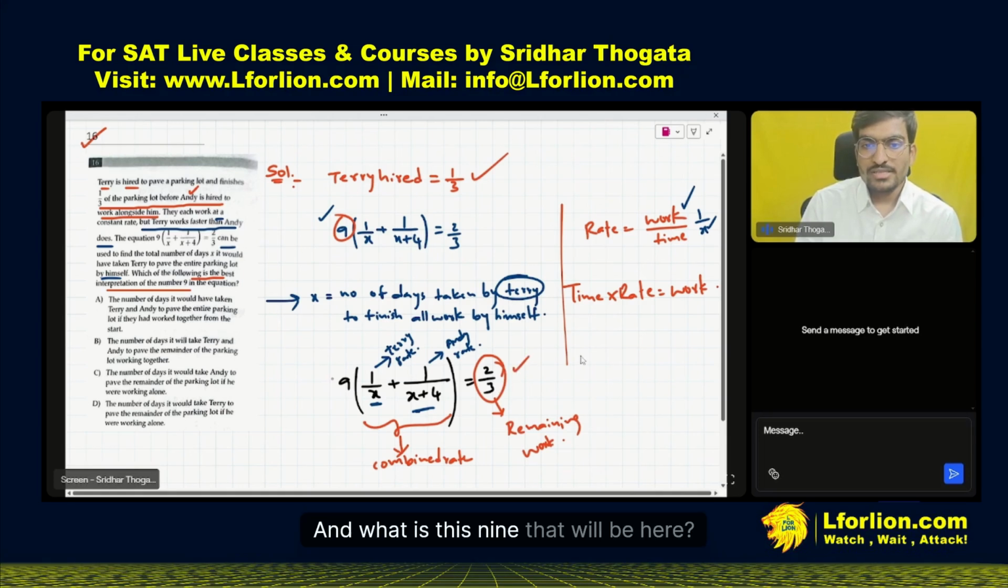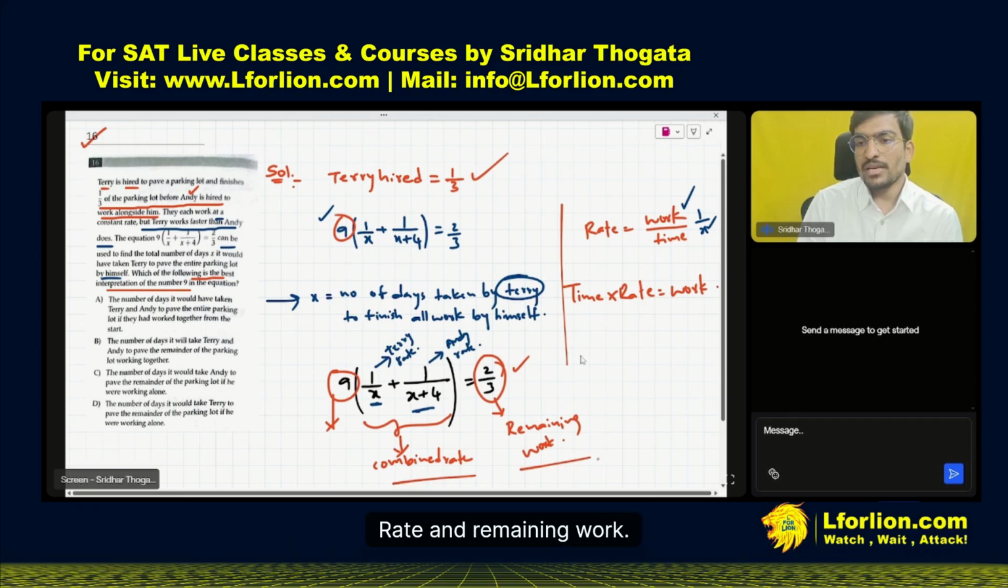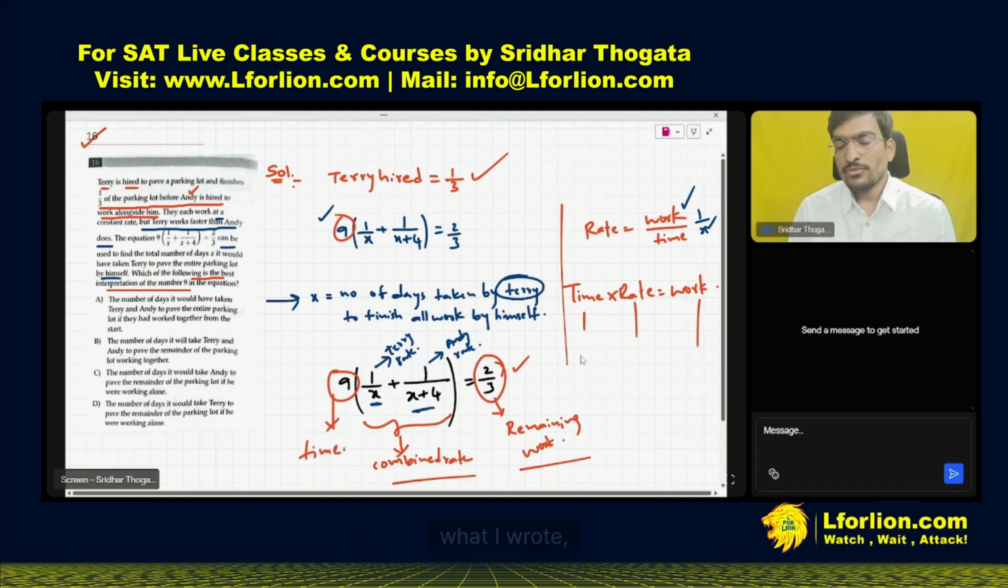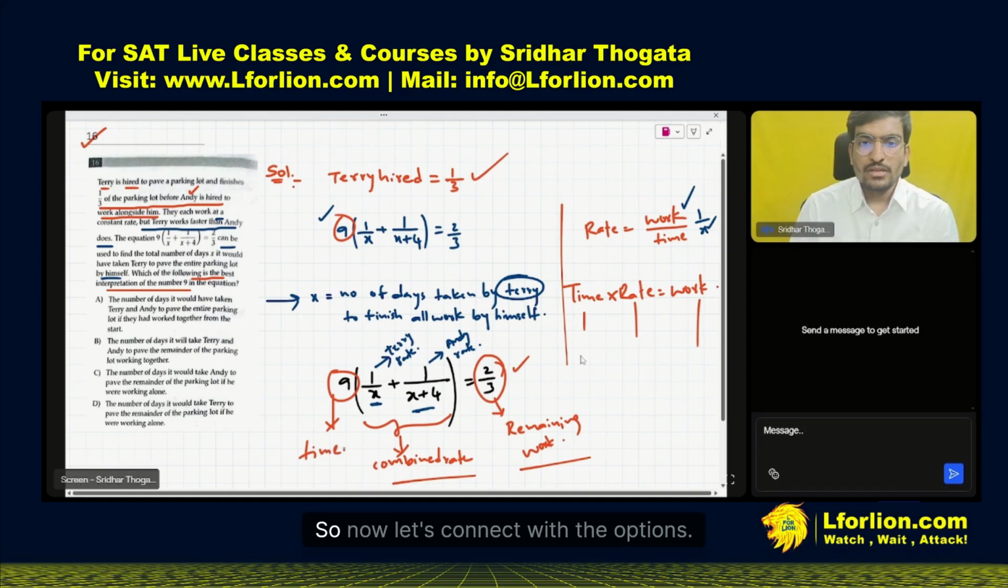And what is this 9? That will be your rate and remaining work. Rate, work. Then this will be the time, comparatively with this formula. What I wrote: rate is work by time. So now let's connect with the options. What all the info we have.